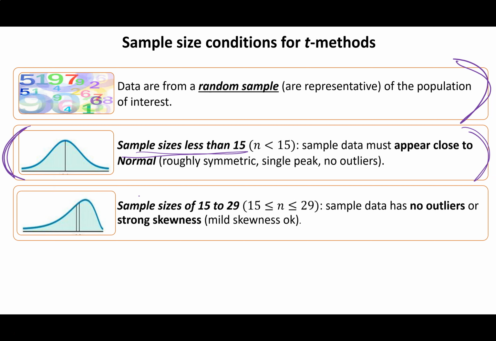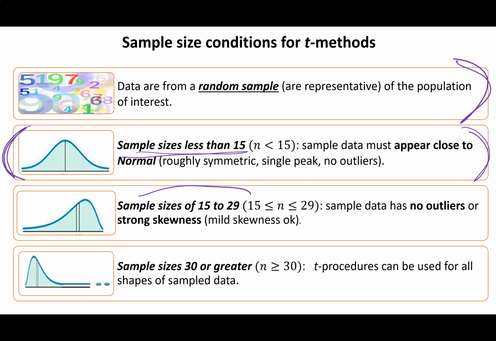So in general, if your sample sizes are from 15 to 29, as long as the sample doesn't have huge outliers or really strong skewness, this should probably be fine. However, if it is really skewed, maybe having a sample of 15 to 29 is not going to be big enough. And then if you have a sample of 30 or greater, it's not going to matter too much what our data look like. It's going to be a big enough sample that we can still count on things like the central limit theorem kicking in and being usable.